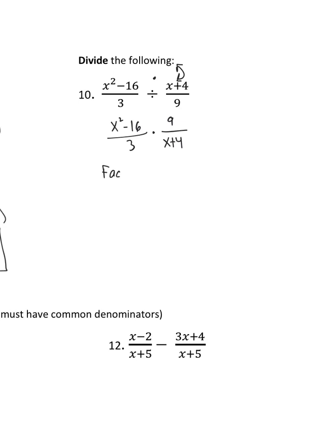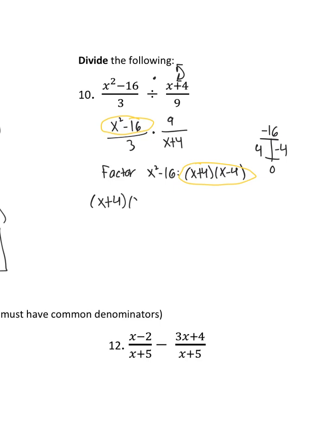So we need to factor the quadratic that I've got. This is going to factor into x plus 4 times x minus 4. If you want to use the I, you've got factors that multiply to negative 16 and add to 0. Those two numbers are 4 and negative 4. So this and this are the same thing. One's just in factored form. Okay, and I can cancel those two things.